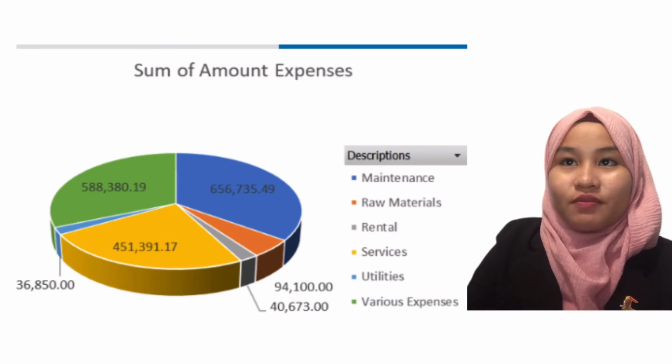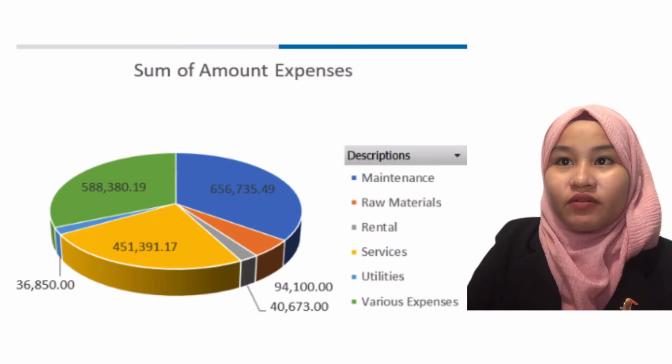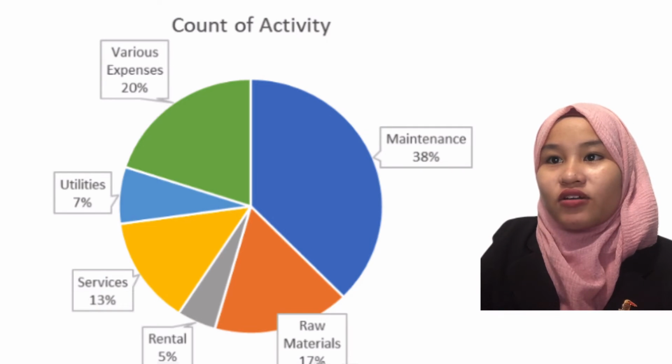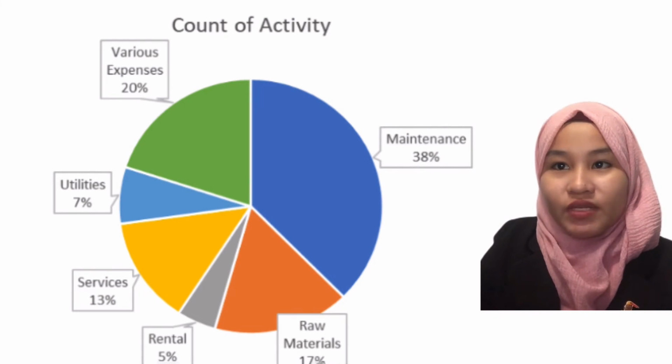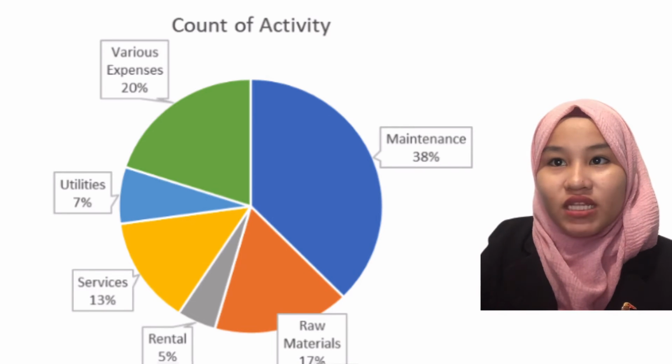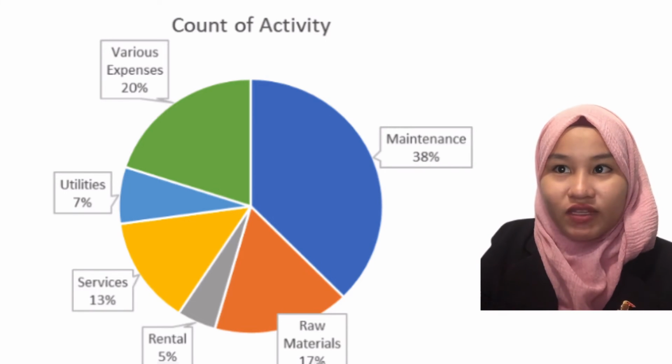We also came up with a pie chart for the sum of amount expenses and the relationship with the count of activities. From the pie chart, we can see that only 5% of activities are for rental, using an amount of 40,673 ringgit only, and it shows that a small value of amount may result in a small percentage as well. So it revealed that there is a parallel relationship between the total expenses and the total activity performed by the company.